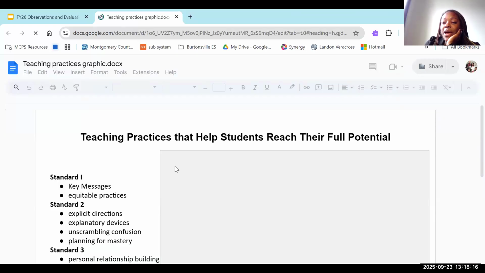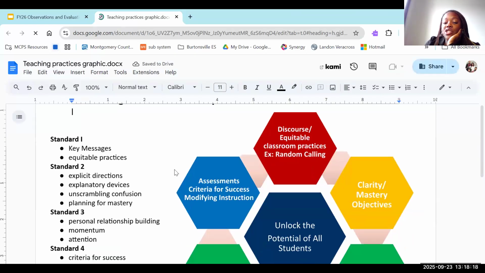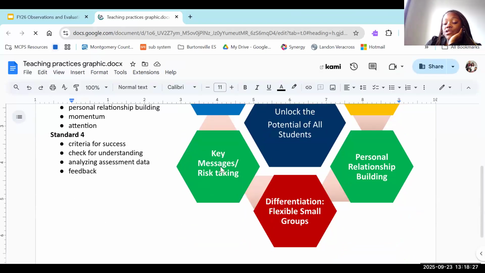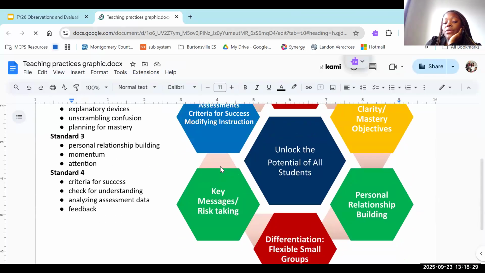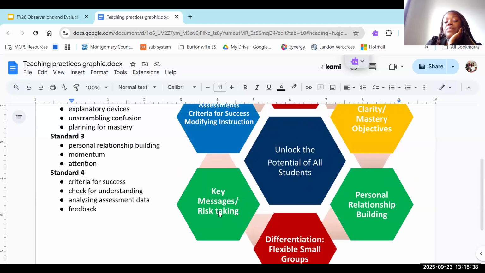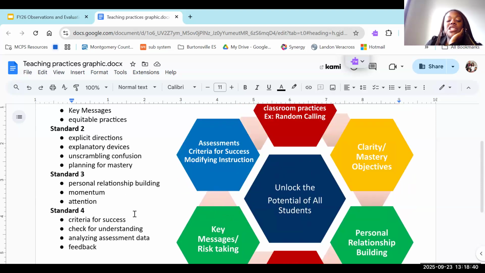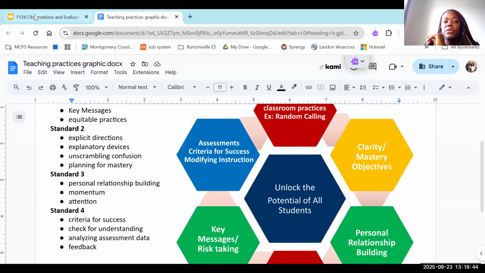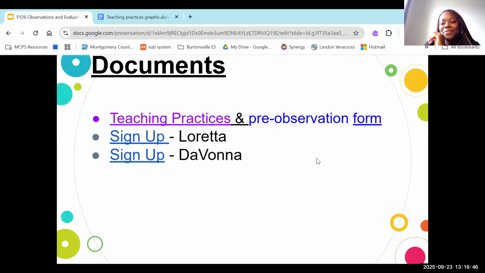I'm going to show you this teaching graphic. I'm not going to belabor it, but I do want you to take a look at it because it talks about some of the important things to unlock all students' potential. And it talks about relationship building, flexible groupings, differentiation, risk taking. So these are just some of the things that we try to capture when we are looking at all those standards that we're trying to figure out.